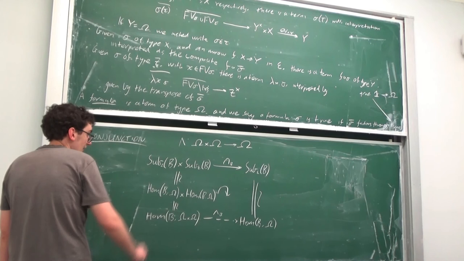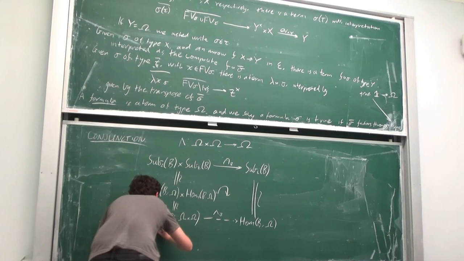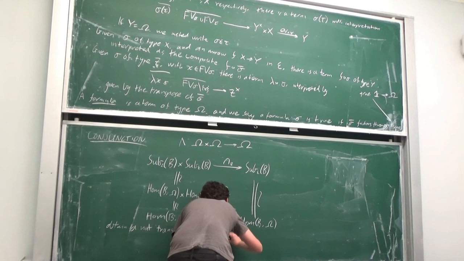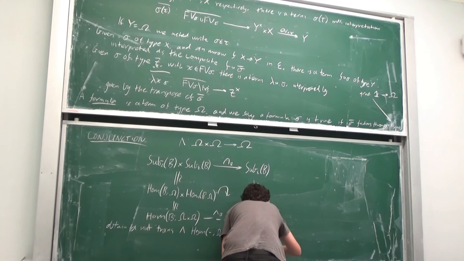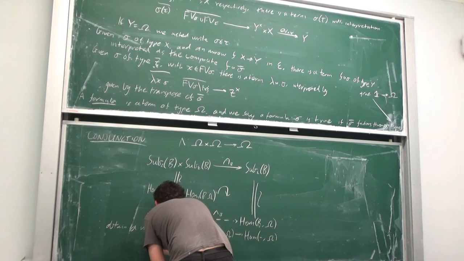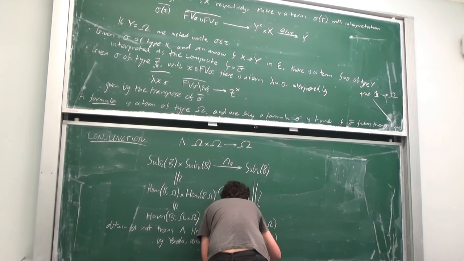And so this gives rise to a natural transformation, which is called wedge, which goes from Hom(-, Ω × Ω) to Hom(-, Ω). And much like what we saw with the quantifiers, because of the Yoneda lemma, this immediately gives us a map that goes from Ω × Ω to Ω, which I'm, again, going to denote by wedge.